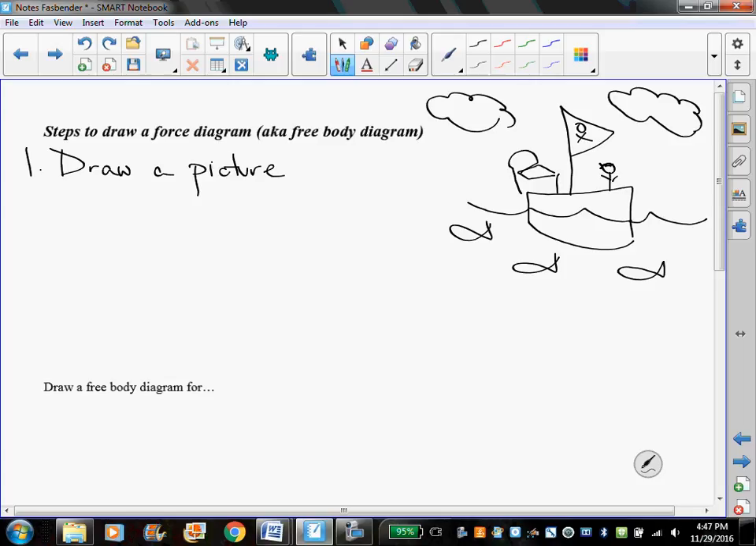Now, we're really interested in the pirate ship, I think, for this problem. Maybe we want to know something like, what's the buoyant force on the pirate ship? So we have to ask ourselves, are all parts of this really that important? And probably not. The clouds are probably not important. The fish are probably not important to answer the question of, what's the buoyant force on the ship? So what we need to do is we need to define the system. And we will do that with a dotted line.